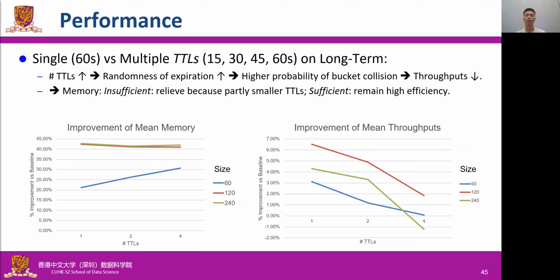Our final observation is about our performance under multiple TTLs, since sometimes one database may need to have different TTLs for different applications. As the number of TTLs increases, the randomness of expiration increases, and we are more likely to have bucket collisions. As a result, our throughputs will decrease. However, concerning the mean memory, it has fairly low impact on cases with sufficient buckets, and it could relieve and improve the case with insufficient buckets.